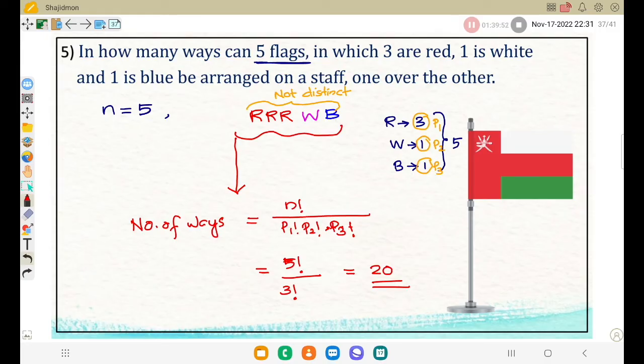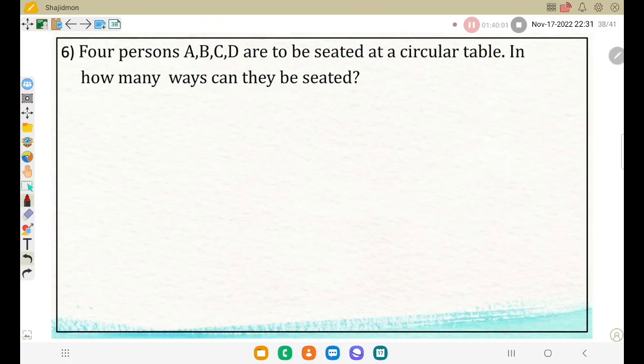I hope you understood this question. Okay. Non-distinct permutations. Okay. Next, question number 6. Question number 6 now.